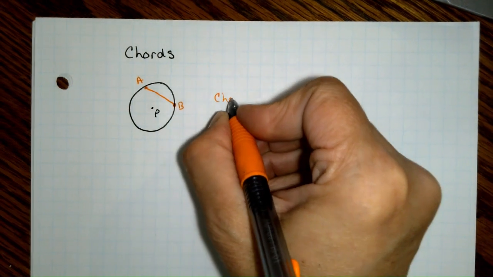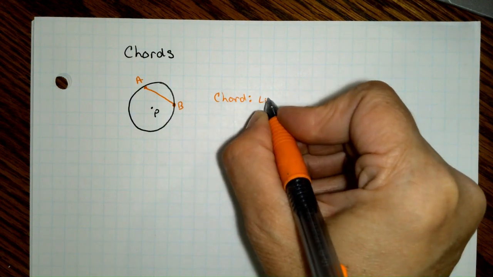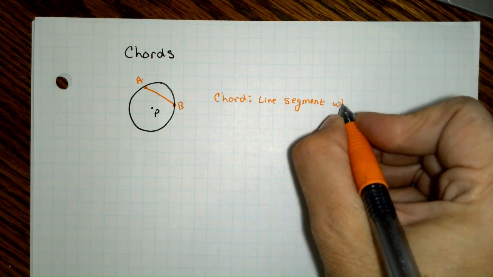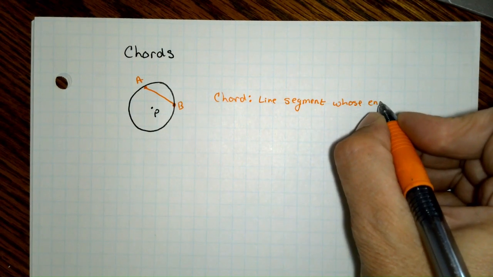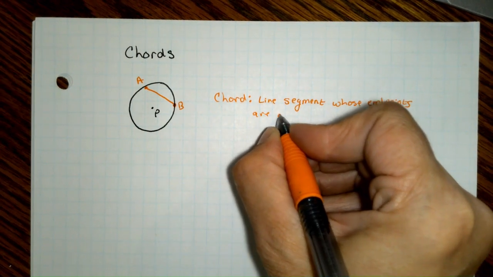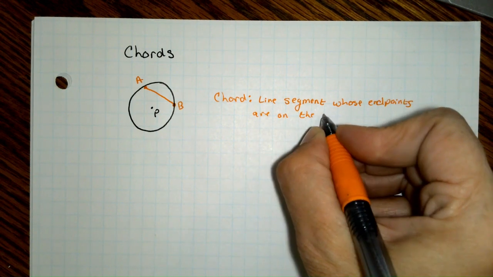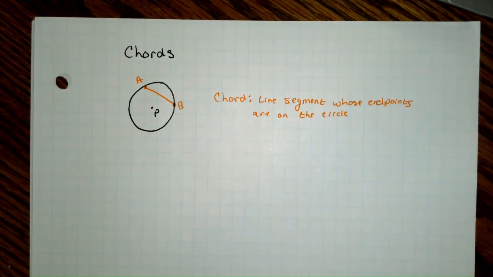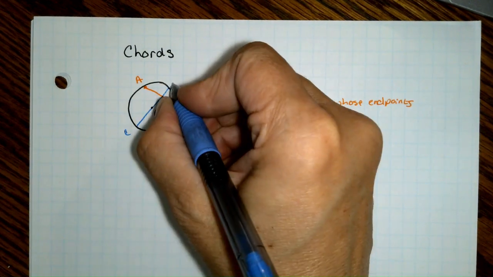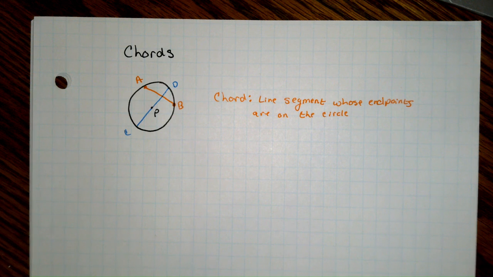So a chord is a line segment whose endpoints are on the circle. Now we're all familiar with one particular chord, and that happens to be the diameter. A diameter is just an example of a chord. Chords do not have to pass through the center, so keep that in mind.